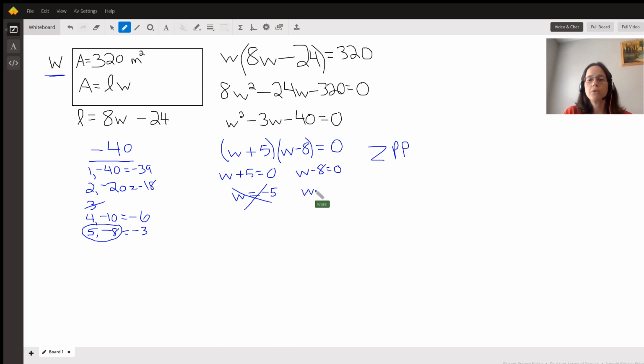We look at our other option. W minus 8 equals 0 means that W would be positive 8, and that is perfectly possible. So the width is 8, but they asked for length, okay? So we're going to go back and we're going to plug that in here, okay? The length equals 8 times the width, which we just solved for 8, and then we subtract 24. Well, since 8 times 8 is 64, subtract 24, that tells us the length must be 40 meters. And there you have it.